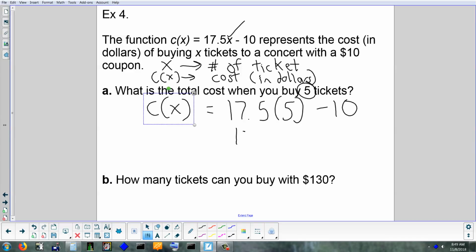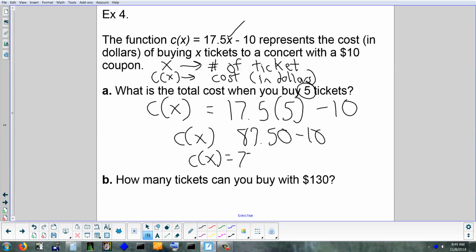$87.50. So then minus 10. 77. C of x equals, say it out, $77.50. C of x equals $77.50. What should I put with that $77.50? Money. This is the money side, right? Because we're dealing with money.